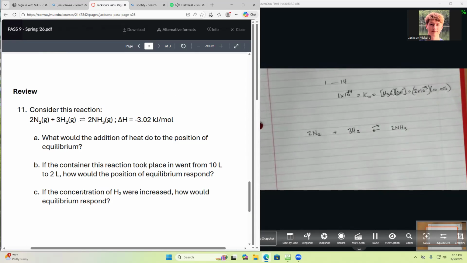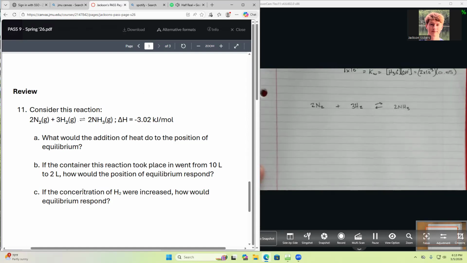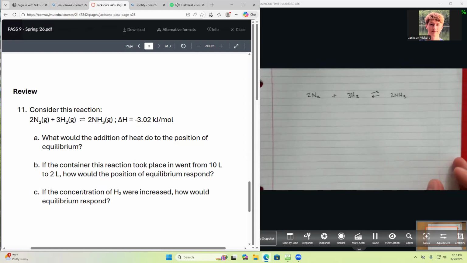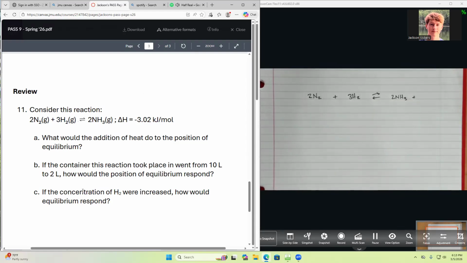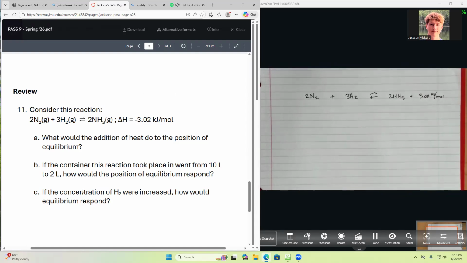And the delta H is minus 3.02. So is that endothermic or exothermic? Exothermic, yeah. So would I write that as a reactant or a product? As a product, yes, exactly. I always do this right off the bat so I don't confuse myself. If something's exothermic, that means we're basically releasing it as another product. So I'm going to put over here 3.02 kilojoules per mole in the products. It helps me think about this stuff.